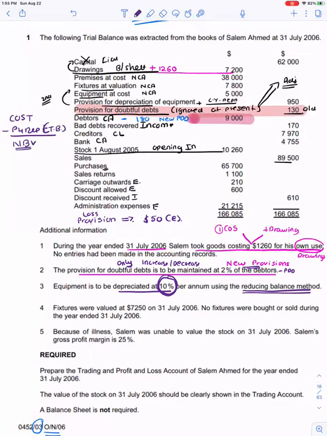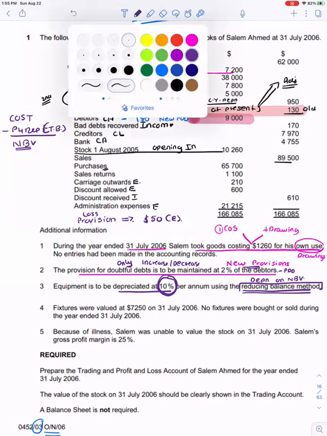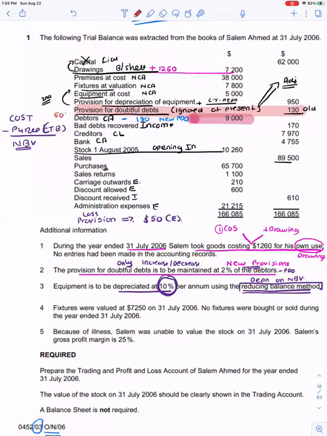And when I am depreciating using the reducing balance method, that means I will depreciate on net book value. What is the cost of my equipment? Cost of my equipment is 5,000. What is the depreciation in the trial balance? Accumulated depreciation, that is 950. From the cost, when you subtract the accumulated depreciation, you get a net book value of 4050.